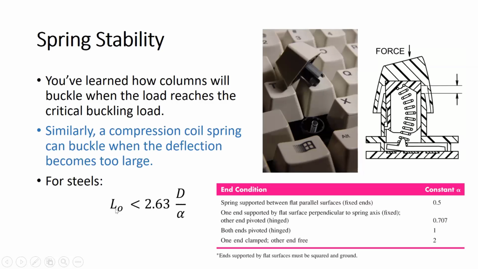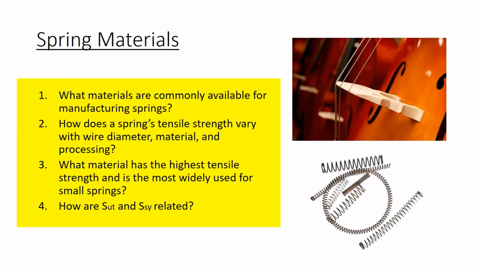So for steels, we want to keep the free length of the spring less than 2.63 times the mean diameter over alpha, and alpha is just an end condition constant. So the best end condition, meaning the condition that would allow us to have the longest spring possible, would be a spring supported between flat parallel surfaces that are squared and ground. So spring materials is chapter 10.6.